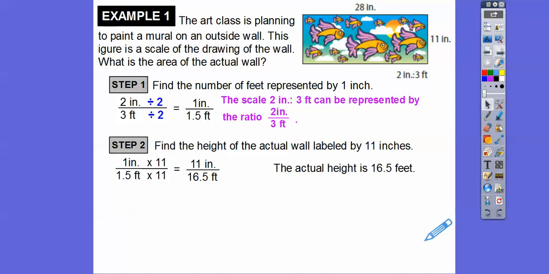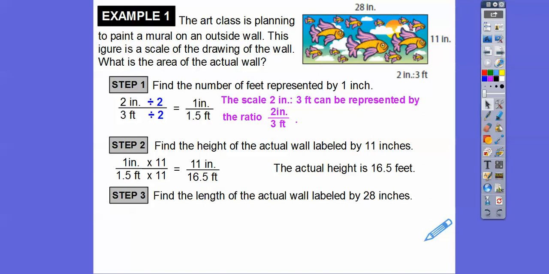Okay, let's find the length of the actual wall labeled 28 inches. Okay, sorry, did I say length? This is height right there. So the length is going to be 28. So we're going to do 1 inch to 1.5 feet, and we're going to multiply that by 28 over 28. Okay, because the length is 28 right here.